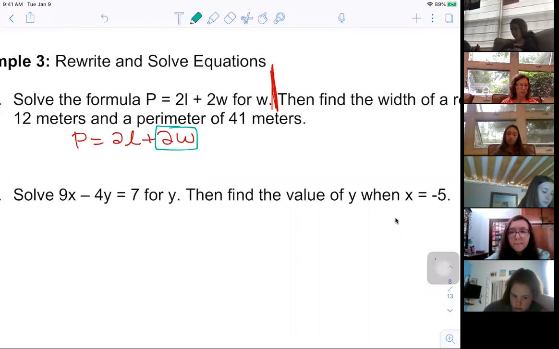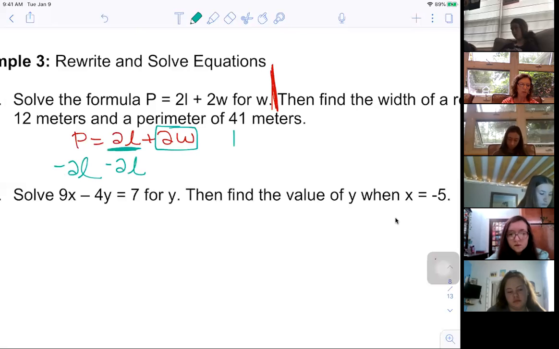2L, or would you move it over to the other side? We're going to move 2L to the other side. So we're going to get this away from it first. Our goal is to get that W term by itself, and in order to do that, we need to move the other term away from it. So we're going to subtract the 2L to the other side. So now we have P minus 2L equals 2W.